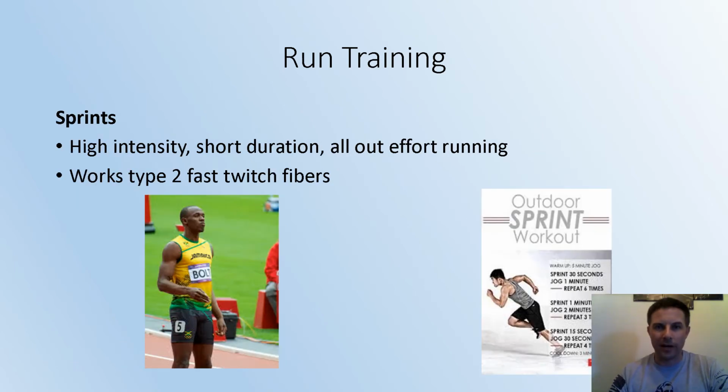Another type of run training are sprints. They're high intensity, short duration, all out effort runnings. These work mainly type 2 muscle fibers. As you can see in the pictures, Usain Bolt, a phenomenal Olympic athlete. He is a sprinter. And also there's a workout plan to the right on how you can go and increase your own sprinting.